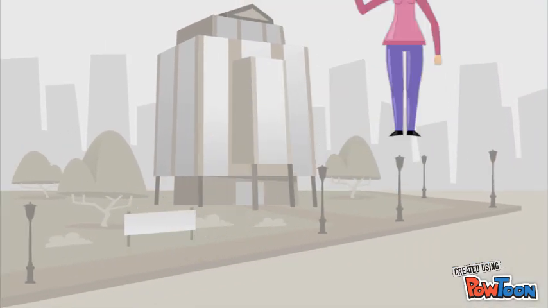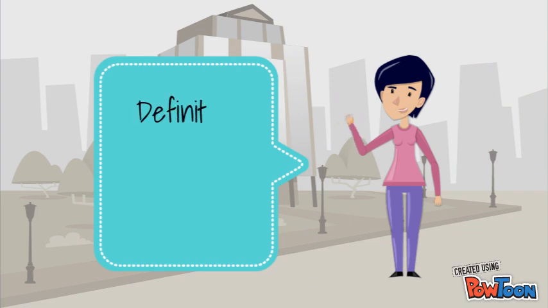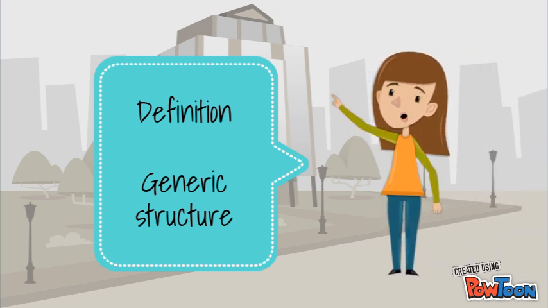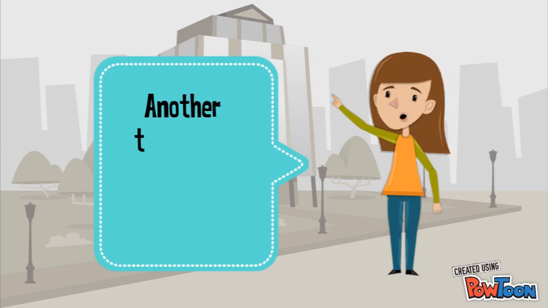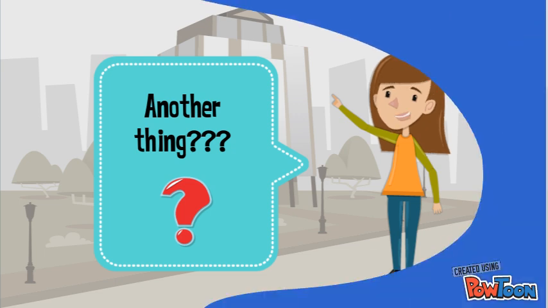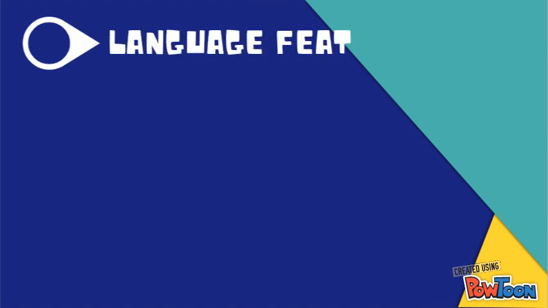We have the definitions and also the generic structure. There is another important thing that we must know related to this kind of text. It is connected to the form of language used. Yeah, it's language feature. Every kind of text in English has their own language feature as well as narrative text. There are some language features used in narrative text.